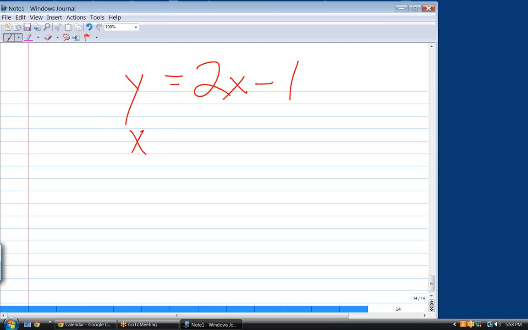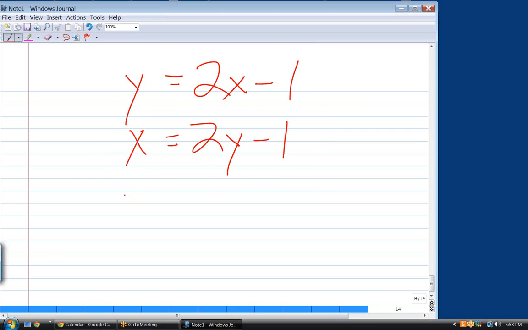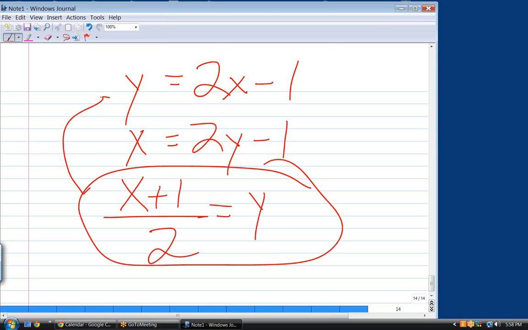Well, the first step, switch the variables. Now solve the second one for y. How do you solve that for y? Add 1 to both sides and then divide by 2. That's the inverse right there of that function. And I don't mean it's the same. It is not the same. But if I were to graph that, this would be the reflection about the line y equal x. That's what all inverses are.